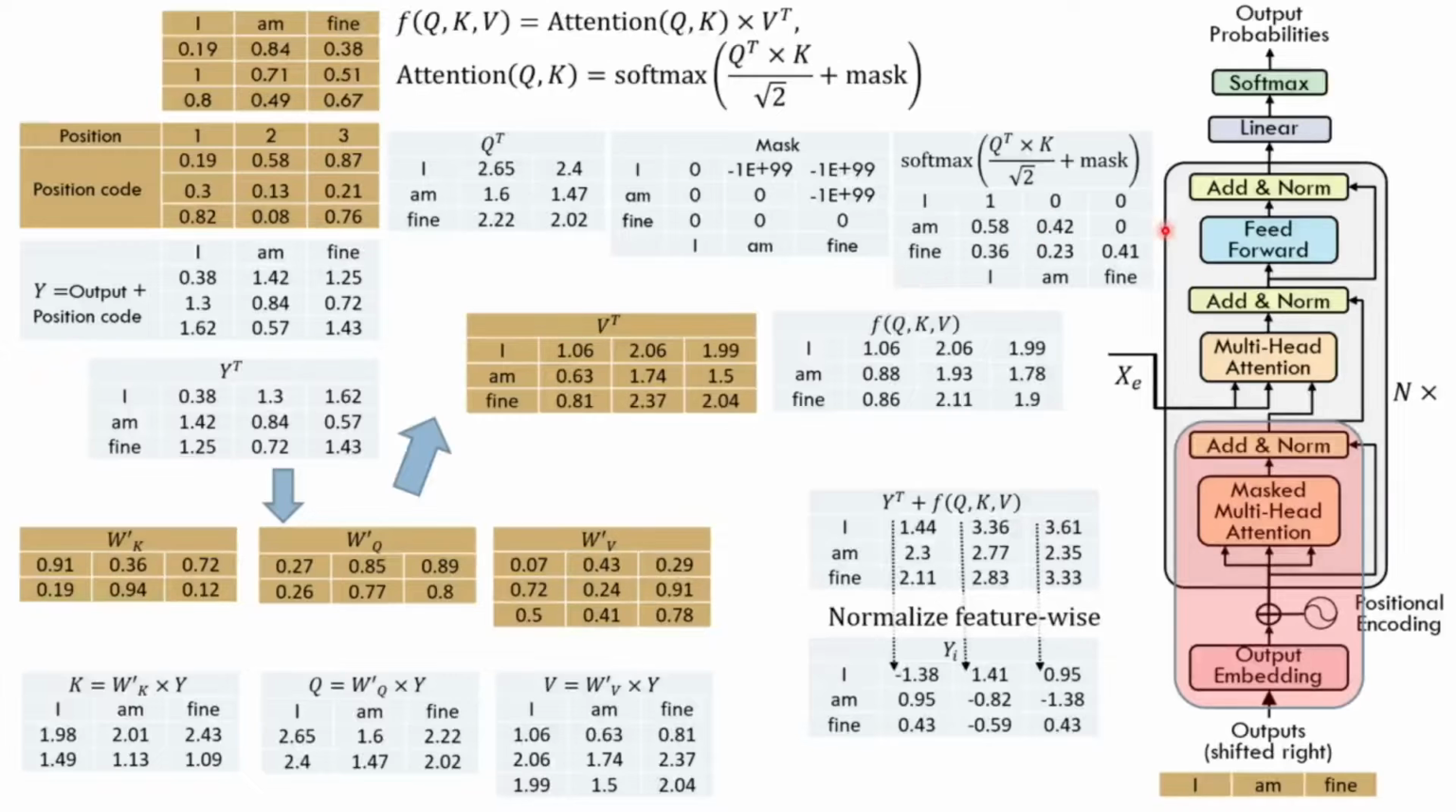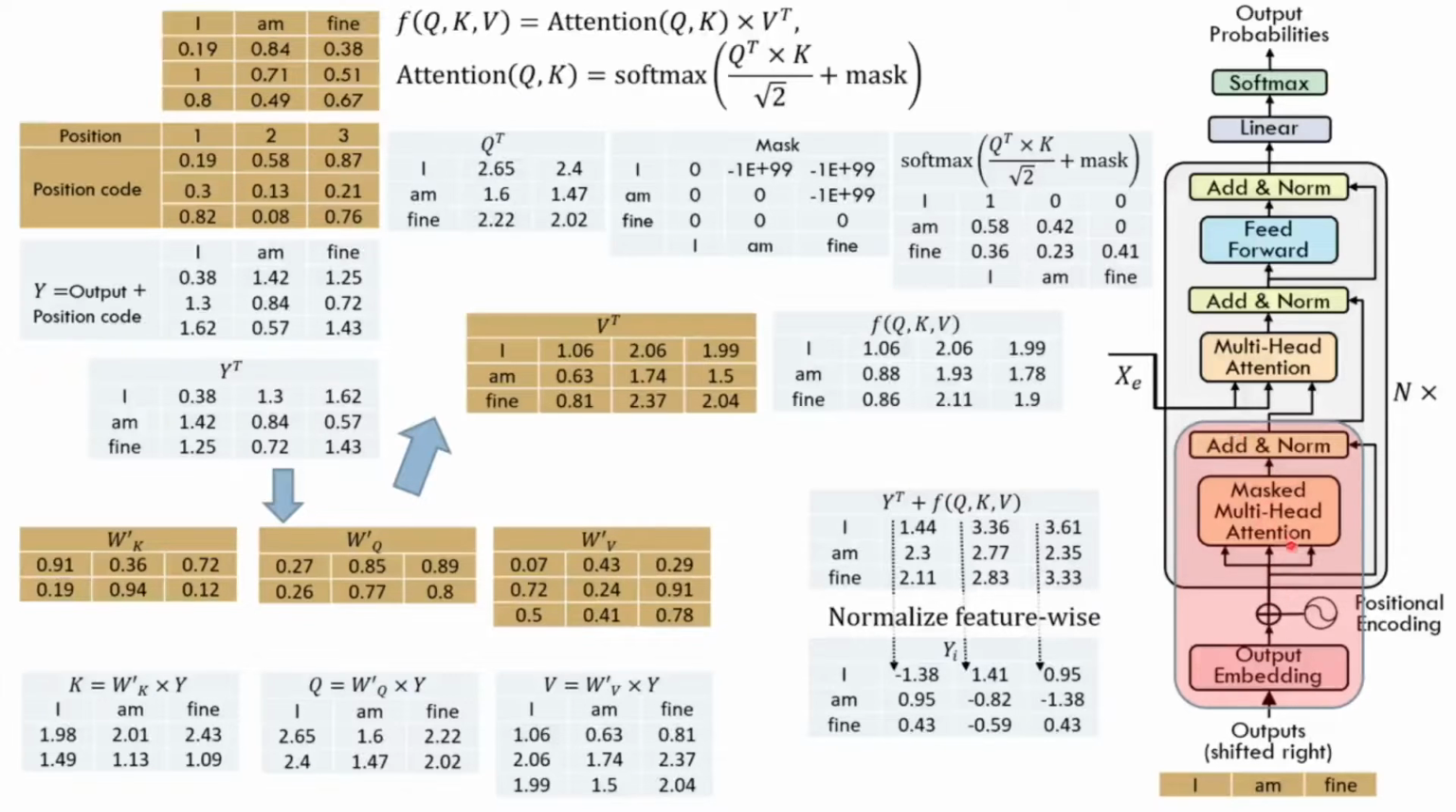So once we have this masking, we do query times K, and we do masking and do softmax. So this gives my attention score. And once we find the attention score, we obtain the context matrix, which is attention times value matrix. So we get this output, and once we have this output of masked multi-head attention, we do add and normalization.